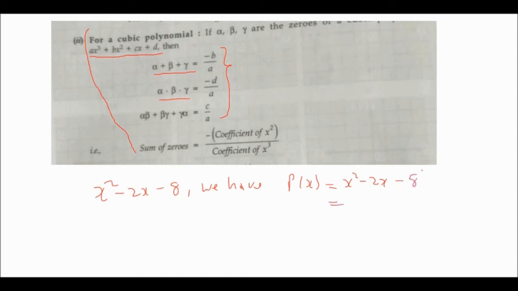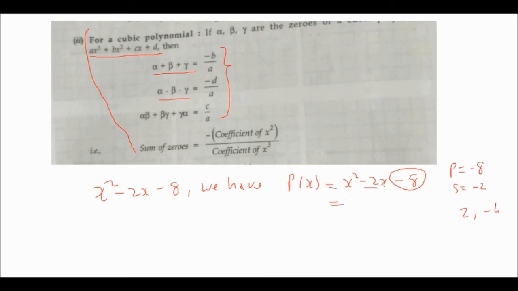So we have to find two numbers whose product is minus 8 and sum is minus 2. So which are such numbers? Such numbers are 2 and minus 4, because 2 into minus 4 is minus 8 and 2 minus 4 is minus 2.